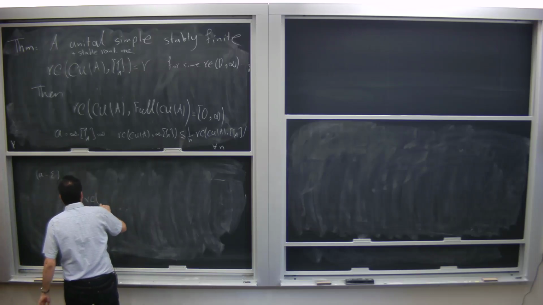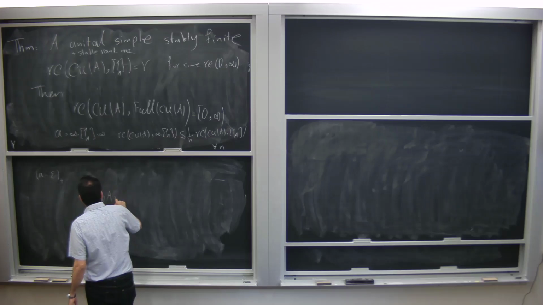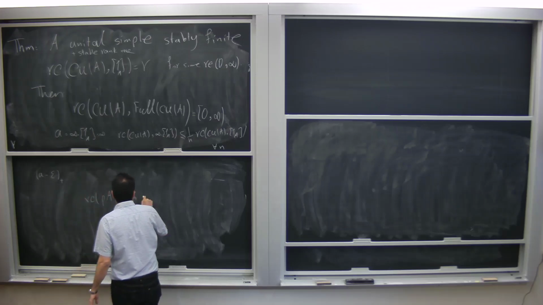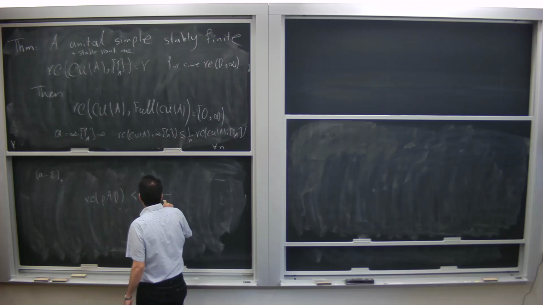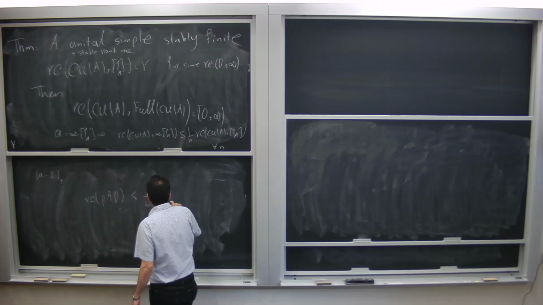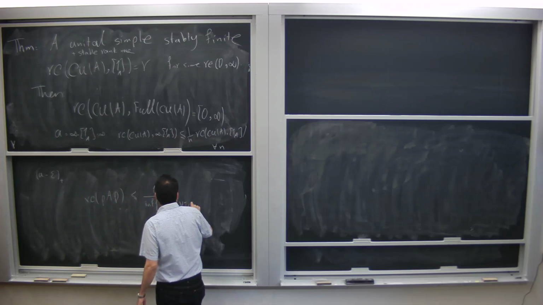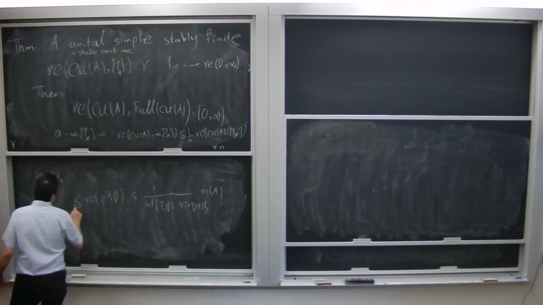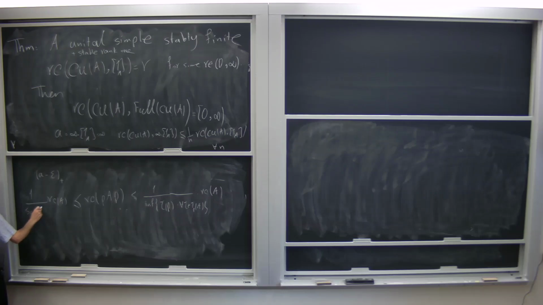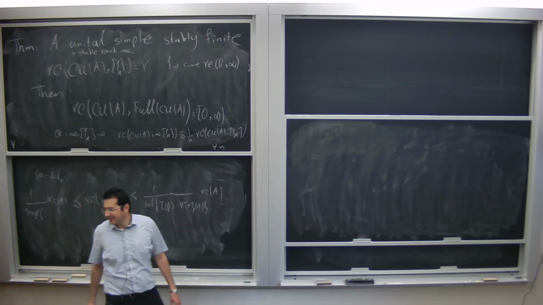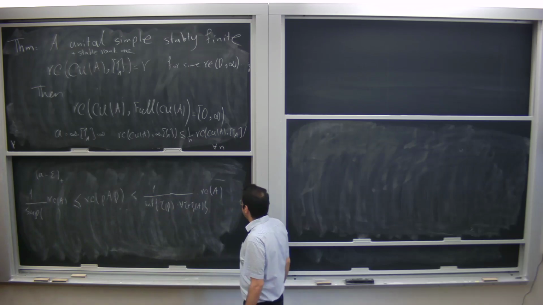So RC of this corner is less than or equal to 1 over inf of tau of p for all tau in here, RC of A, and it's bigger than RC of A times 1 over sup of these things. And how does it relate to RC of A with respect to p?